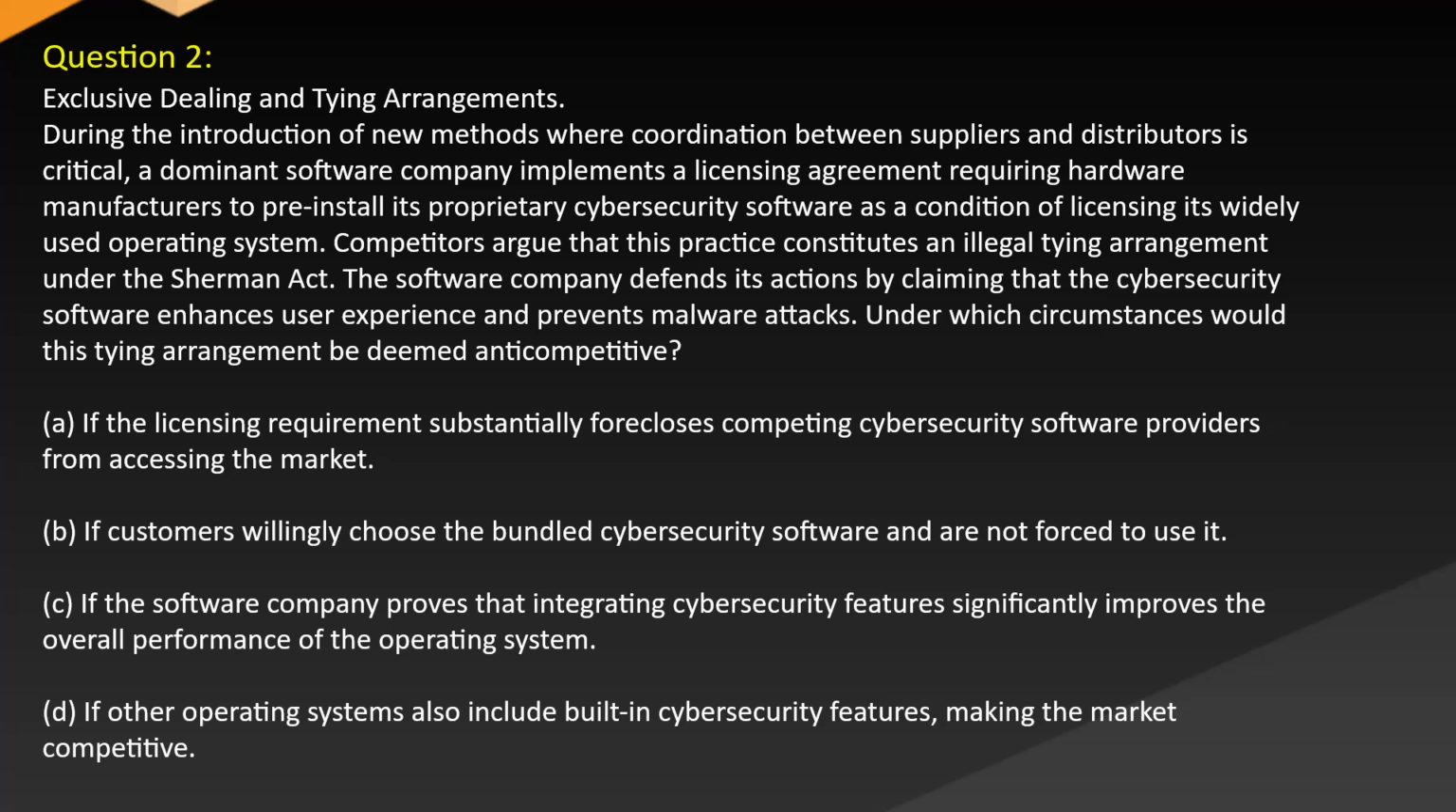Question 2. Exclusive dealing and tying arrangements. During the introduction of new methods where coordination between suppliers and distributors is critical, a dominant software company implements a licensing agreement requiring hardware manufacturers to pre-install its proprietary cybersecurity software as a condition of licensing its widely used operating system. Competitors argue that this practice constitutes an illegal arrangement under the Sherman Act.